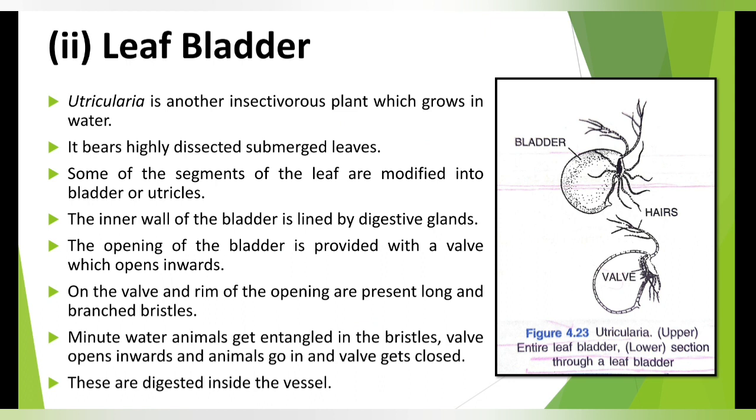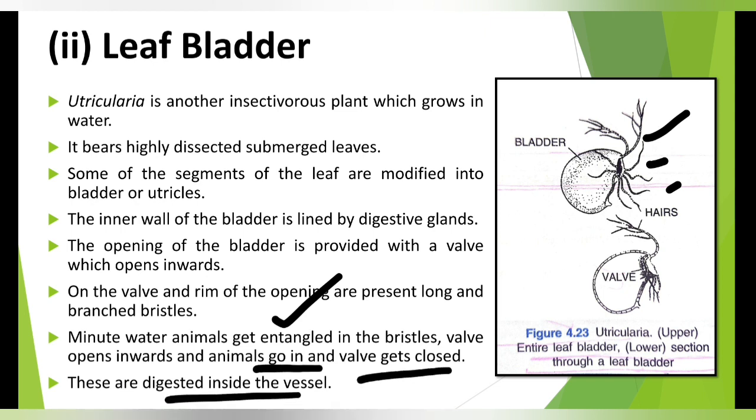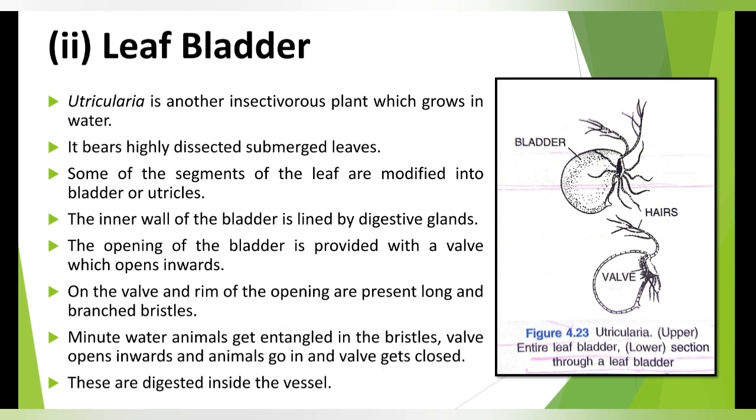On the valve and rim of the opening are present long branched bristles. Minute water animals get entangled in the bristles. The valve opens inward and the animals go in, and the valve gets closed. These are digested inside the bladders. So this is their technique to capture other animals.